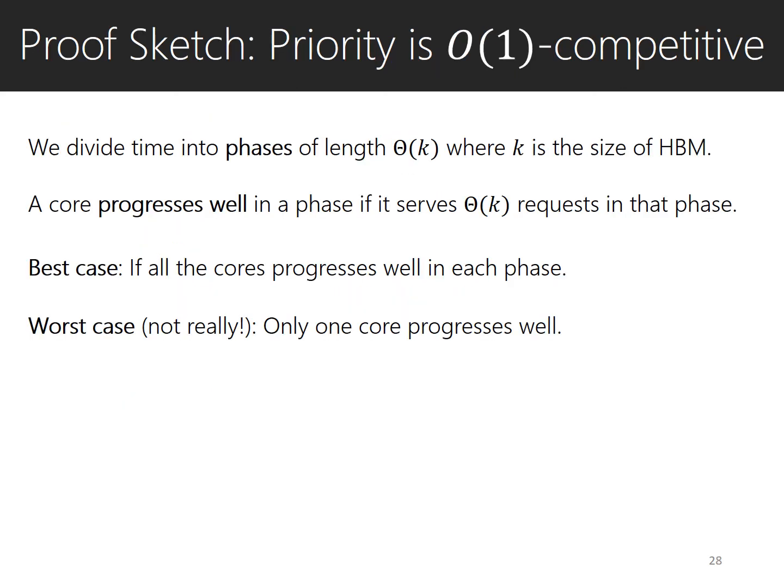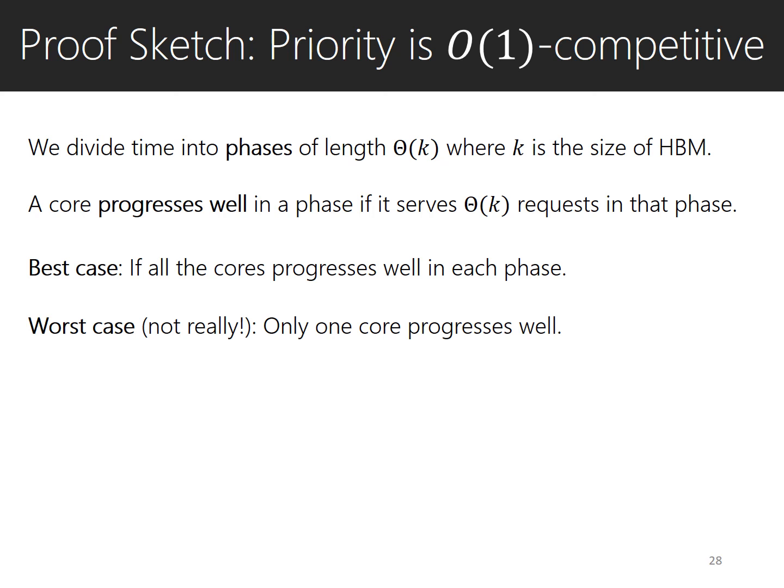So here is a proof sketch of why priority is constant competitive. We divide the execution of priority into phases of length theta k, where k is the size of HBM. And we say that a core progresses well in that phase if it serves theta k requests in that phase. Now note that a core can't really progress more than theta k steps in a phase, because to serve a page from HBM, it takes unit time to transfer that page from HBM to that core. So this is the ideal or best case we can hope for, that a core progresses theta k requests, or theta k steps in its request sequence, in a phase.